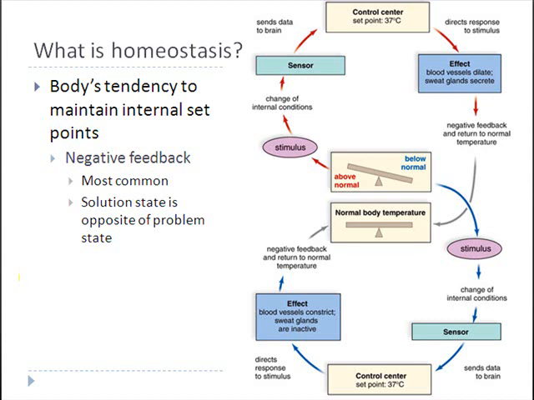Now, the way by which we bring things back down to the homeostatic set point is usually through a mechanism called a negative feedback loop. And we see these time and time again. I'm going to give you an example using body temperature since that's what we started out talking about.